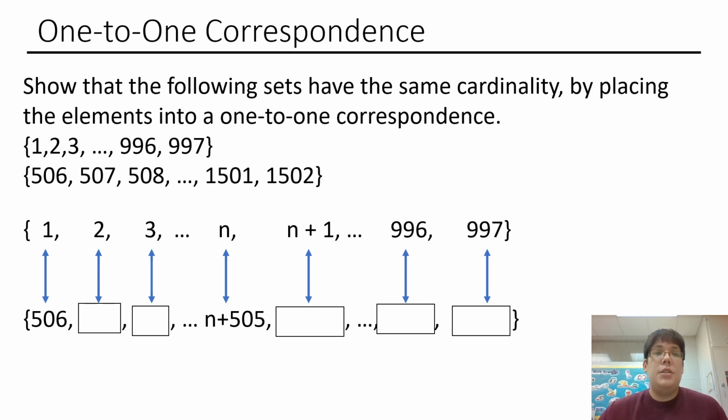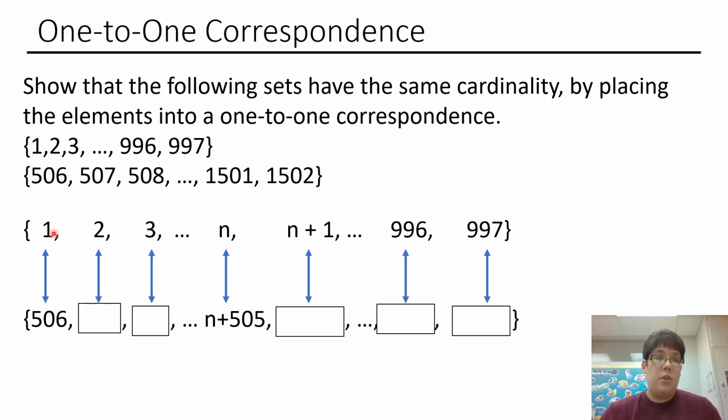Okay, now let's find one last example. This example says show that the following sets have the same cardinality by placing the elements in a one-to-one correspondence. So I have the sets: the first set is the numbers 1 to 997 in order. And then the second set is the numbers 506 to 1502 in order. Okay, so a one-to-one correspondence just means that every element in each set has a corresponding mate in the second set, and each of those mates are unique.